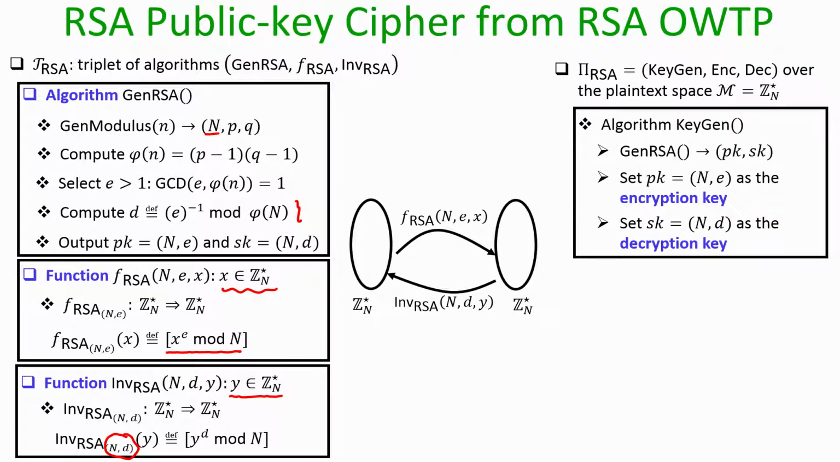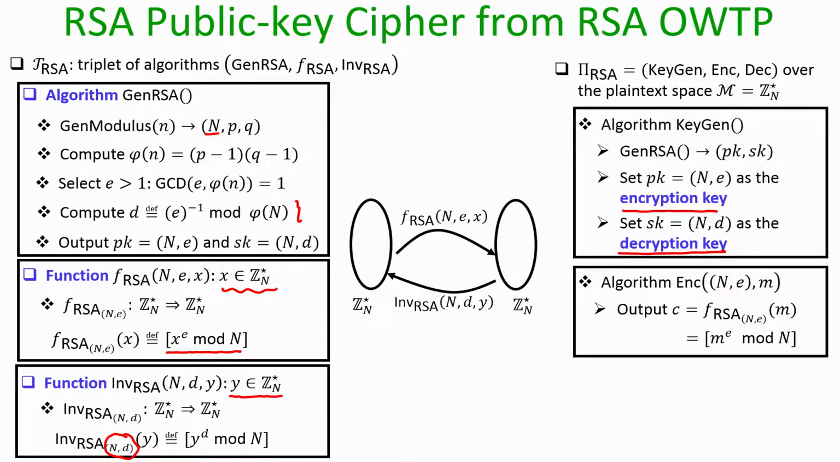The key generation algorithm for the RSA public key cryptosystem is that we run the GenRSA algorithm of the RSA trapdoor permutation, and we set (n, e) to be the encryption key and (n, d) as the decryption key. So, the receiver will know n and d to decrypt the ciphertext, whereas the public key (n, e) will be available in the public domain.